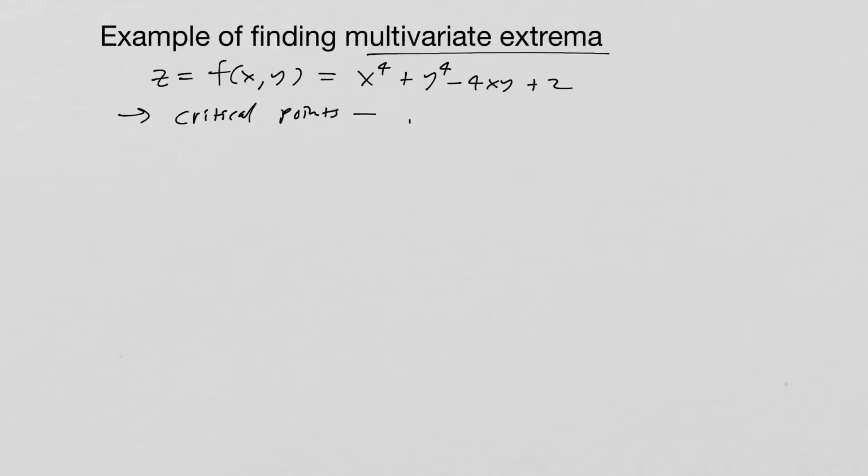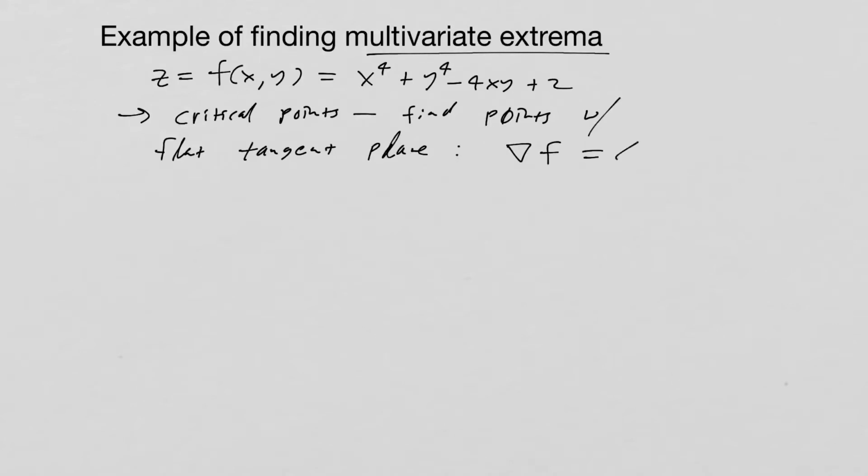We have to find points with a flat tangent plane, and that's a point where the gradient vector is equal to the zero vector, 0, 0. All right, so let's do this for this specific example.